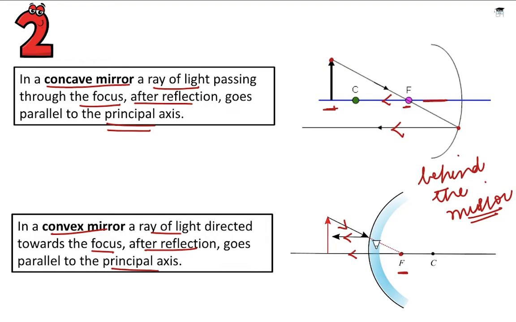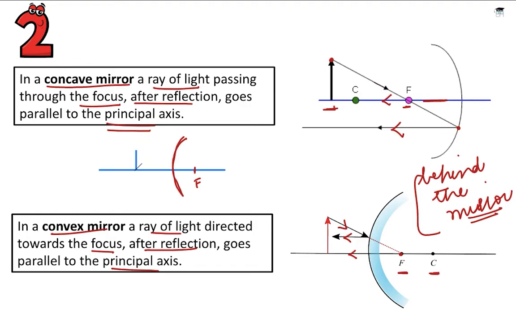I hope I am clear in this point, because a convex mirror can be a bit tricky as the focus and center of curvature are behind the mirror in case of a convex mirror. So I am going to draw this separately also so that it becomes clear to you. So this is the principal axis, and now I am going to draw the convex mirror. So this is the convex mirror. Now say this is the focus. Okay, so this is the focus and I have an object here.